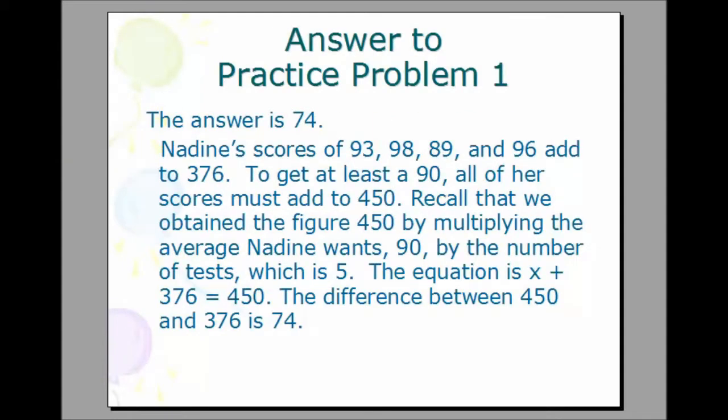The answer is 74. Nadine's scores of 93, 98, 89, and 96 add to 376. To get at least a 90, all of her scores must add to 450. Recall that we obtain the figure 450 by multiplying the average Nadine wants, which is 90, by the number of tests, which is 5. The equation is x plus 376 equals 450. Subtracting 376 from both sides of the equation gives us 74.